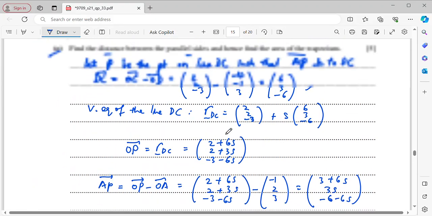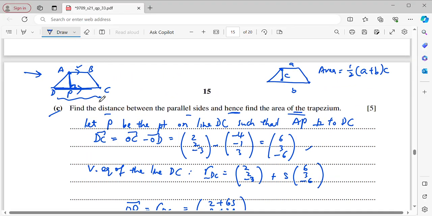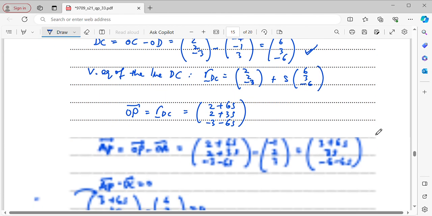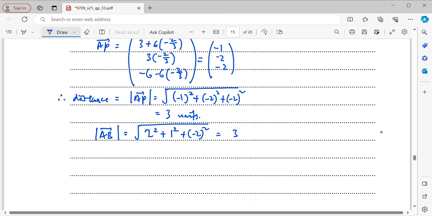Then next is to find the length of DC. So the DC vector is here, 6, 3, minus 6. So the length of DC is the square root of 6 squared plus 3 squared plus negative 6 squared. That means you will be getting 9.